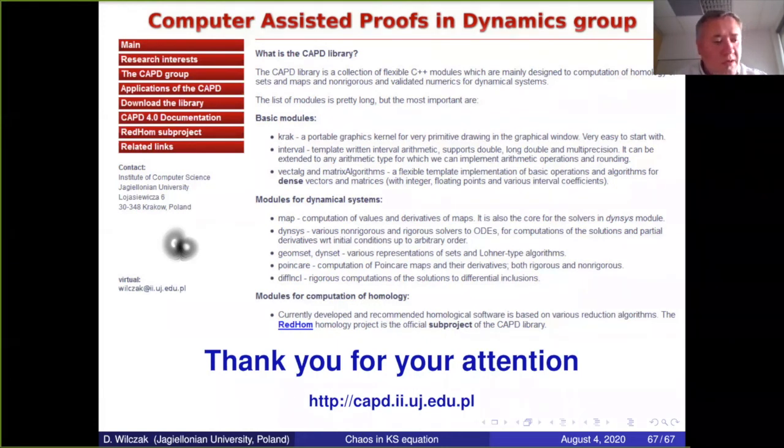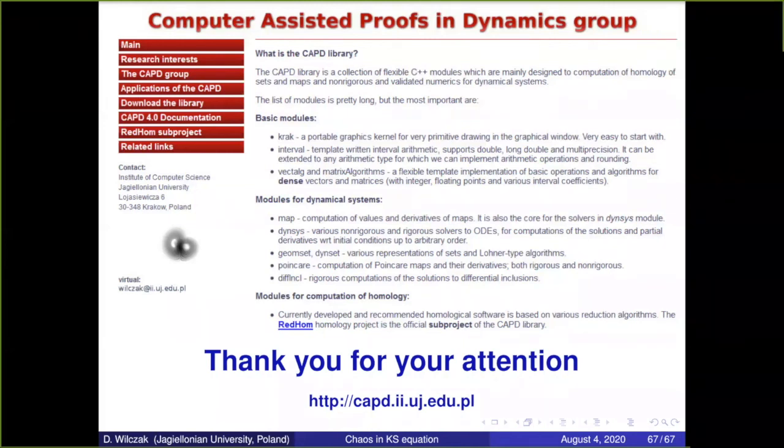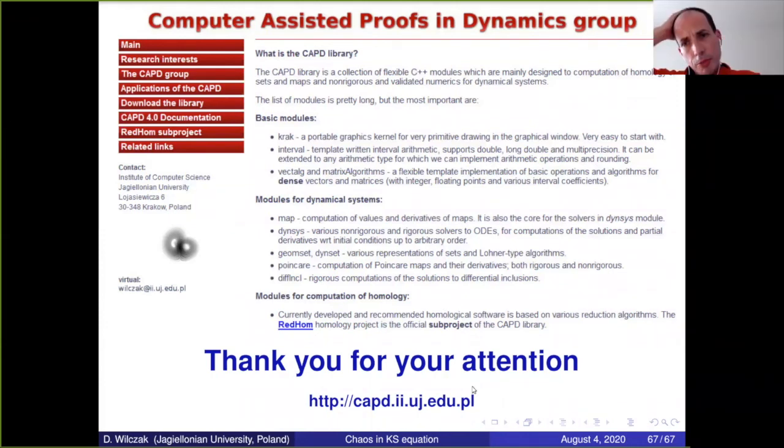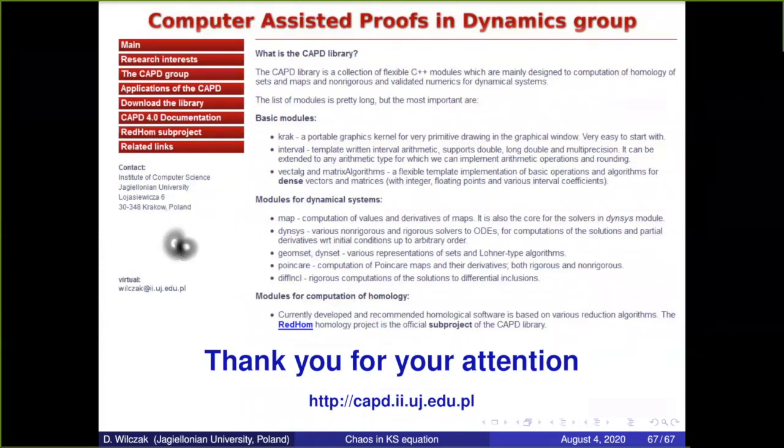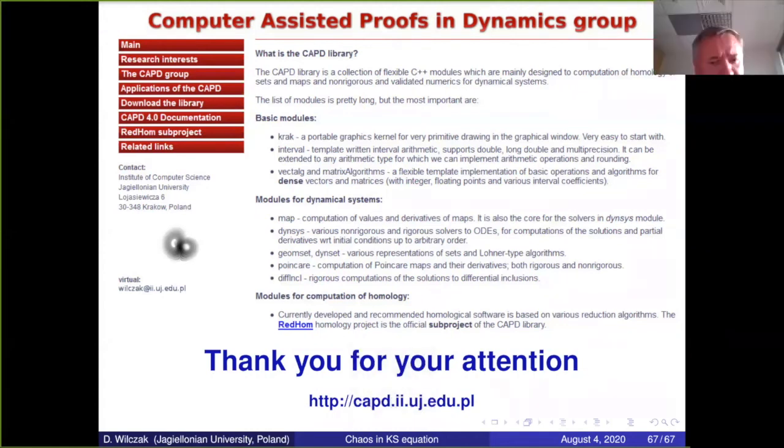Piotr, can you translate the question? No, I'm not sure. Did you have another question, Piotr? Yeah, maybe I missed this, but I always ask that question. So how big were the computations? How long are the computations? Yeah, how long, how big, I don't know.